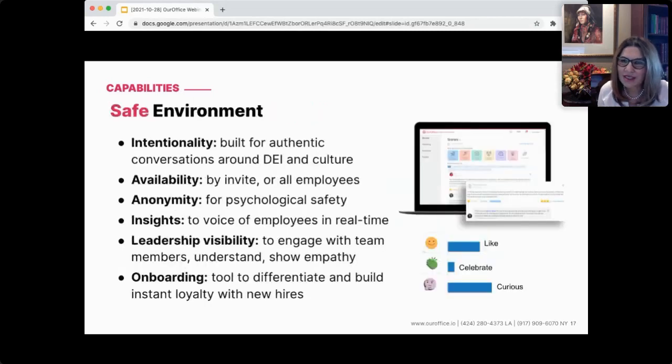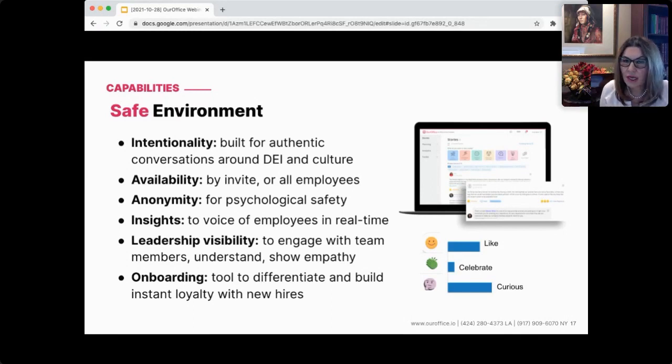Now let's go on to the capability of providing a safe environment. A lot of people say, oh, we have Slack or we have Microsoft Teams or we have another way of communication across the organization. All of those tools are intended for work. What is important here is to have the intentionality and provide an environment that's built for authentic conversations around DEI and culture. What this really helps do is get people engaged who typically would be very hard to engage, those that are underrepresented, those that are not comfortable.